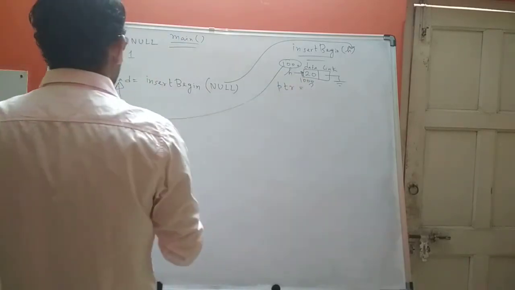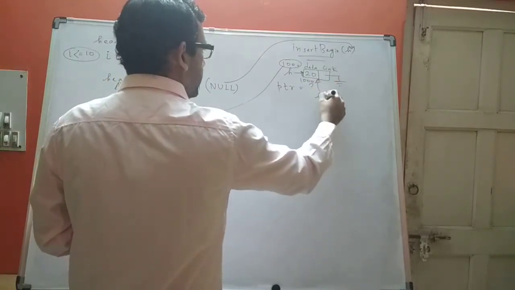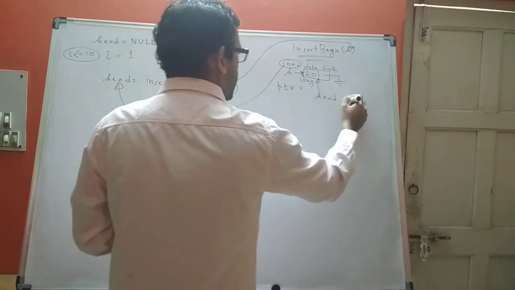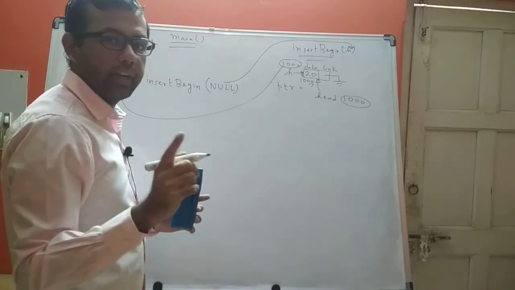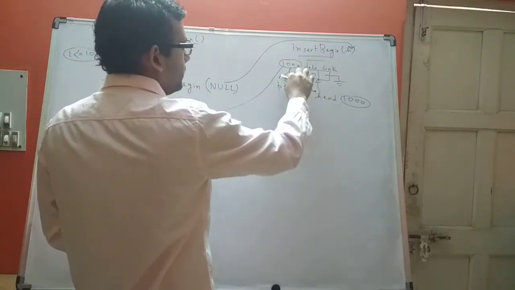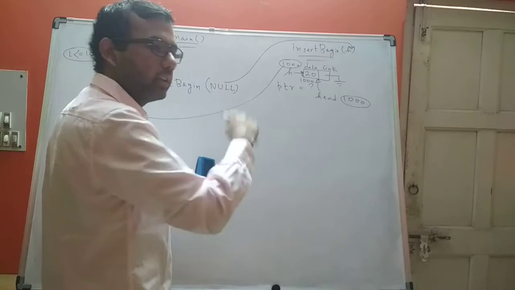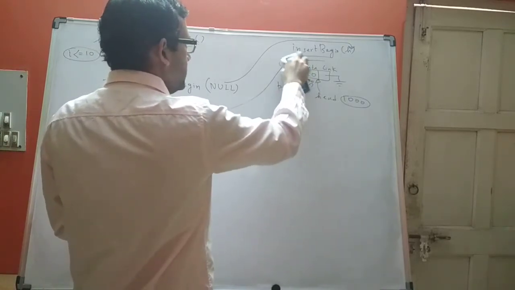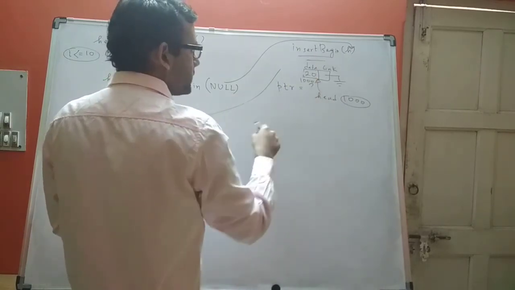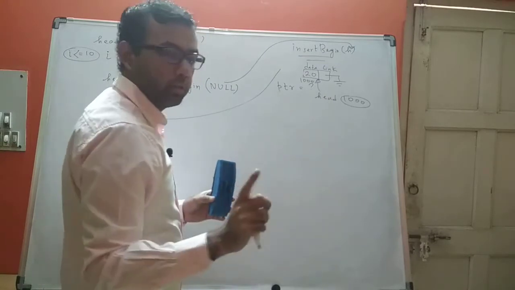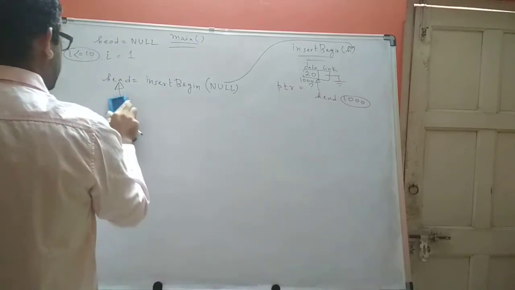That means head will now point to this node. So head currently points to this node and it has a value of 1000. And now see, since h was a local variable, its existence is only inside the insert begin function. So after this function returns, h will be destroyed. That means after returning the value, h has no existence, and this linked list which I've just created with one node is being currently pointed to by head only.